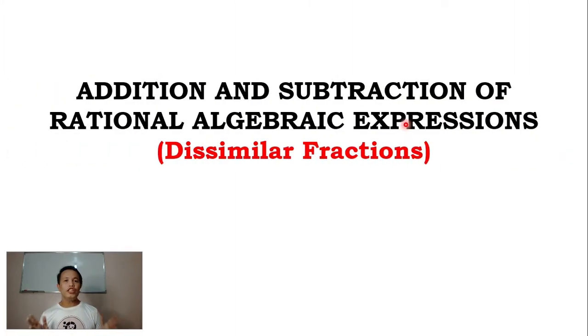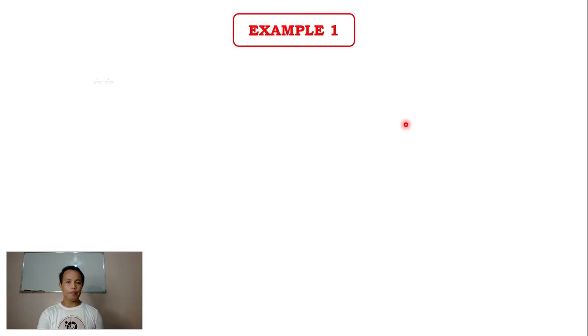So addition and subtraction of rational algebraic expressions. How do we add and subtract rational algebraic expressions with different denominators or dissimilar fractions? We go directly to our examples. Let's proceed to example number 1. We are given these rational algebraic expressions. The first is 2 over 2x plus 4 minus 5x over x squared plus 2x.